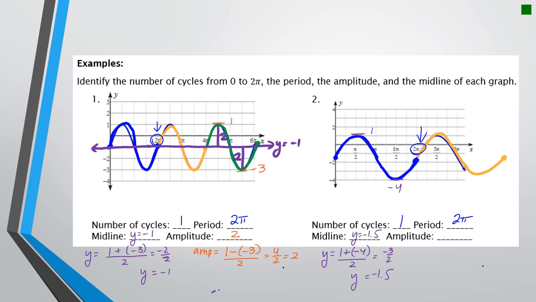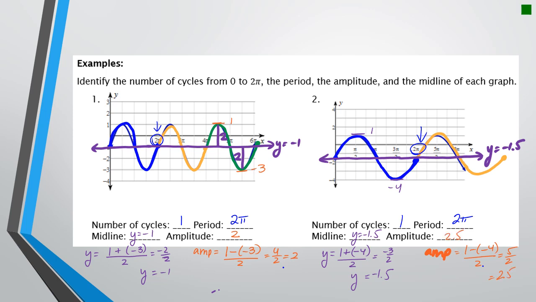So the midline is actually not going to be on a whole number. It's going to be in between at -1.5. Okay, and then for amplitude, it's the same formula, but instead of a plus, it's a minus. So it would be 1 minus -4 over 2, which is 5 over 2, or 2.5.